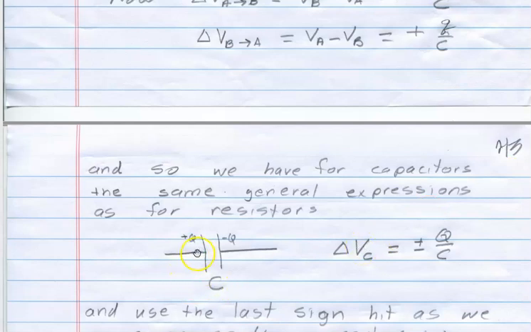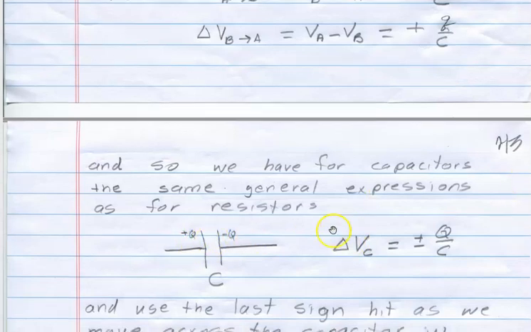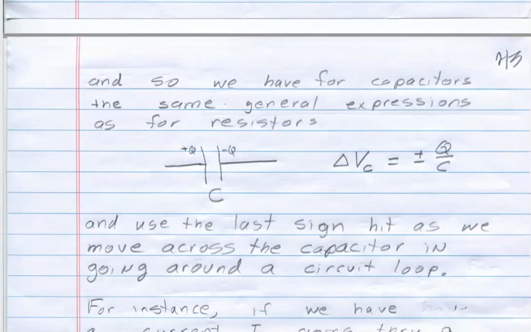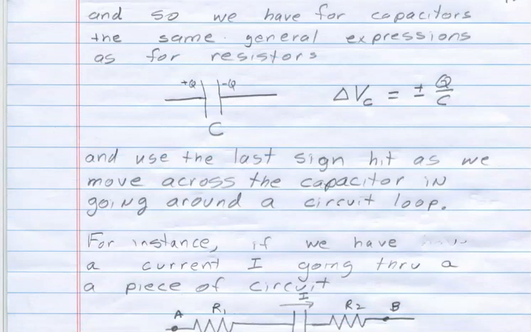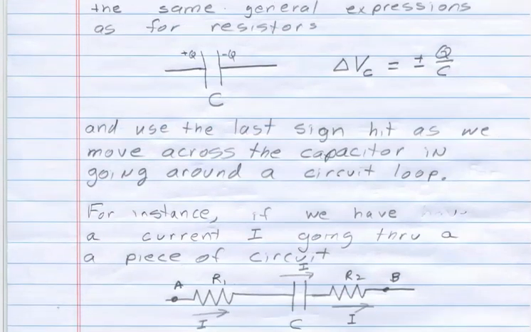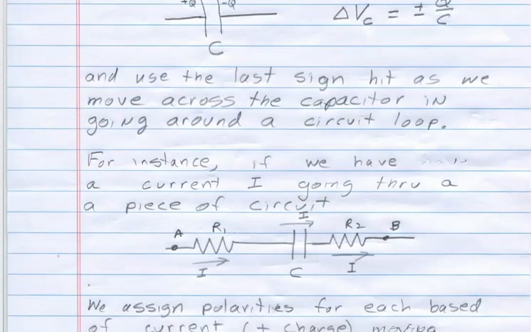We have to assign what we're going to call the positive and negative sides of it, and the potential difference from one side to the other is going to be the charge on the capacitor plate, the magnitude of the charge divided by the capacitance, and then plus or minus. And then you simply choose the last sign that you hit as you go from one side to the other.